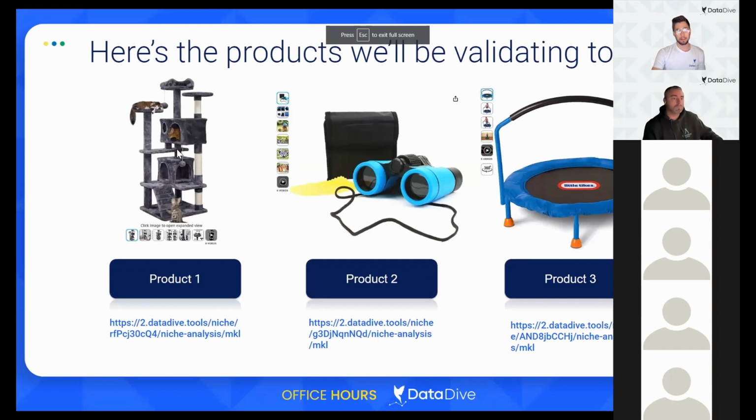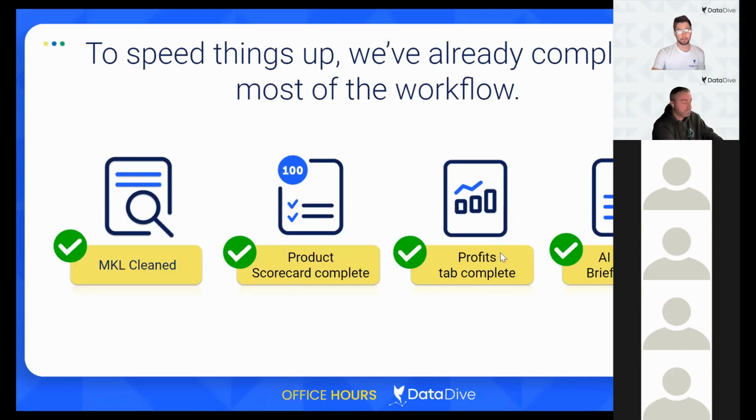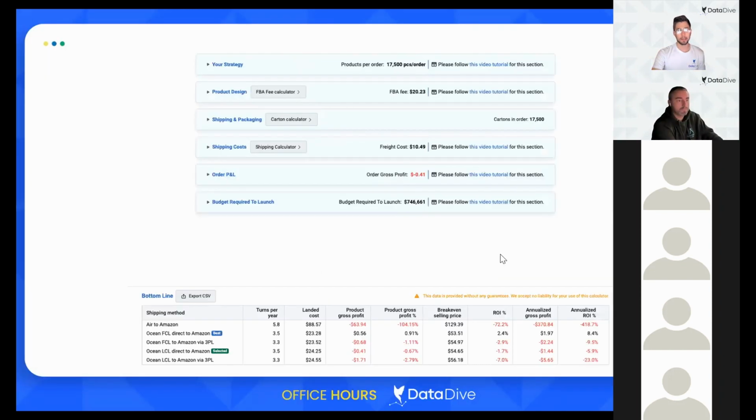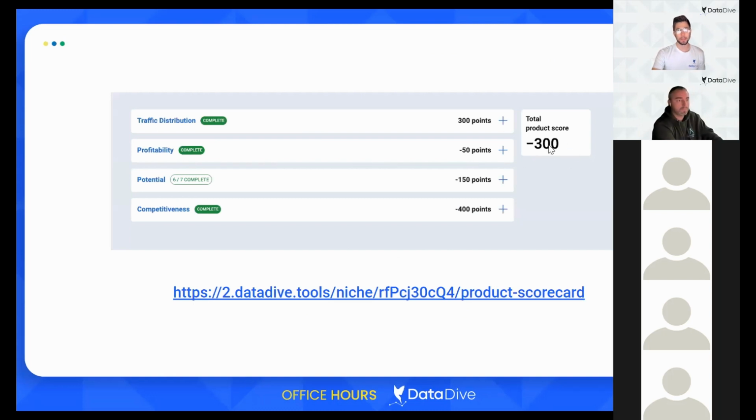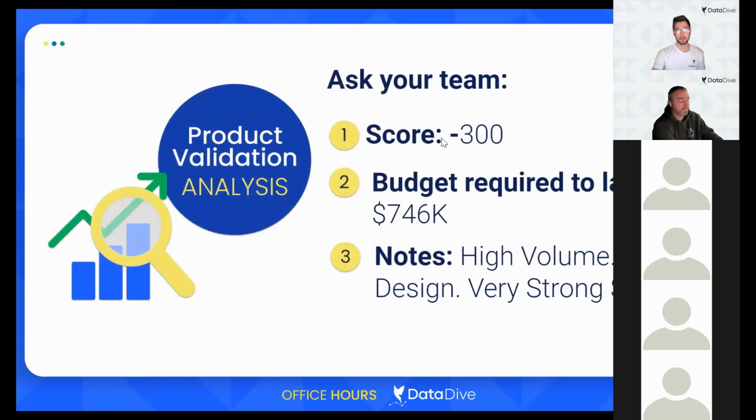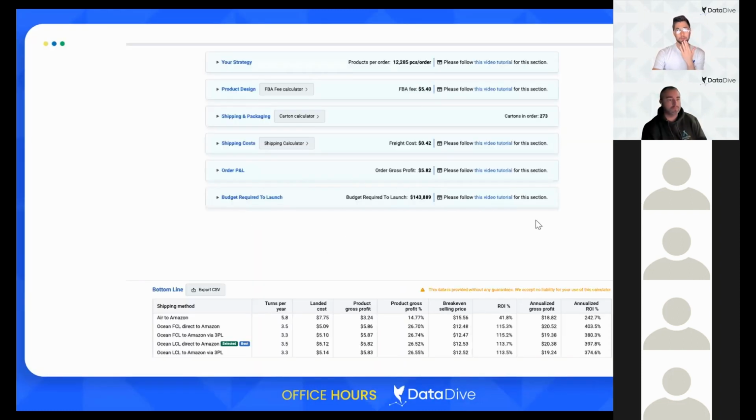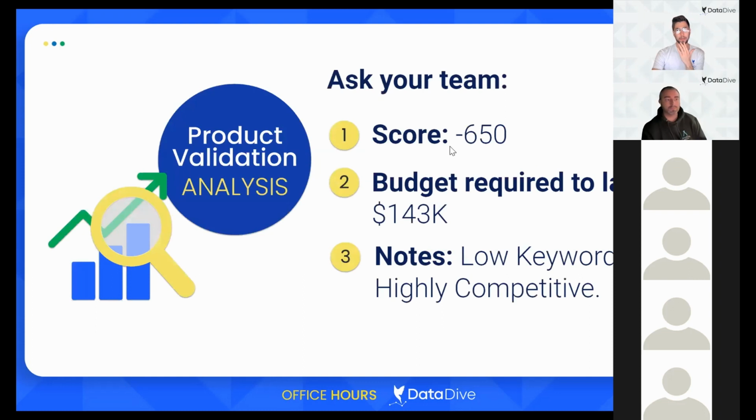So where are we? We've validated all 3 of these products. I think in the next couple of slides, it's going to show me the analysis. So on the cat tree, we got a minus 300. We had a budget required to launch of 746K. The notes: high volume, very similar designs, very strong sellers, right? Super competitive. On product 2, the kids' binoculars, we ended up with a score of a minus 650, budget required to launch of 143K. Very few keywords, highly competitive. Yeah, not looking good.